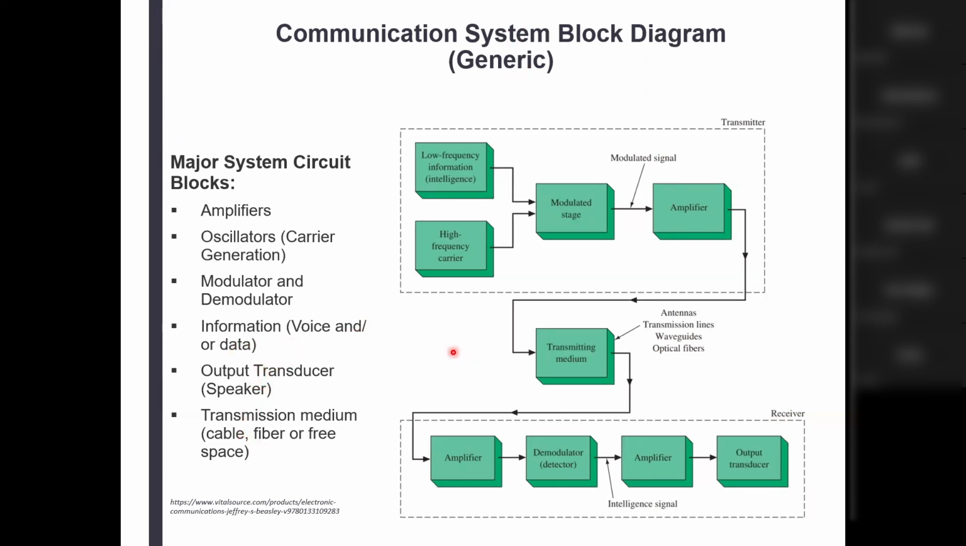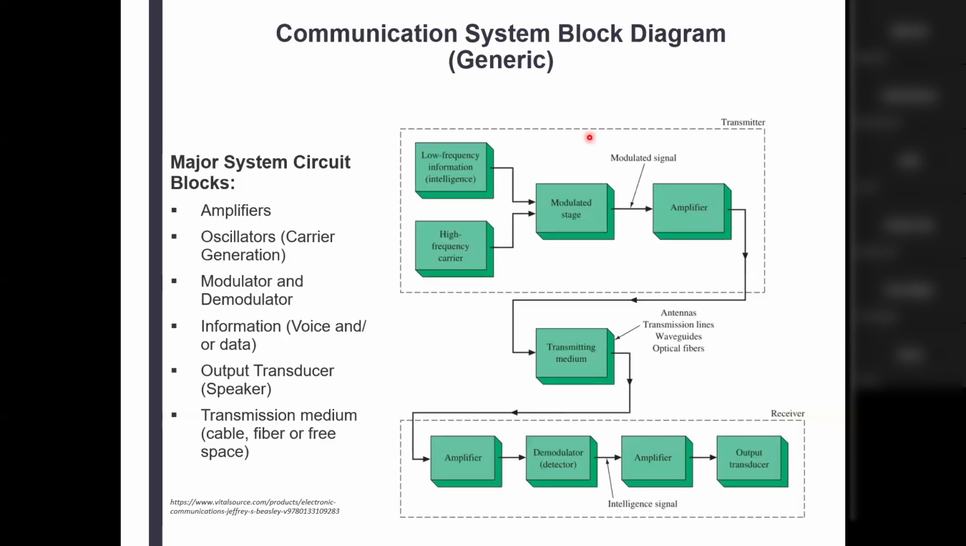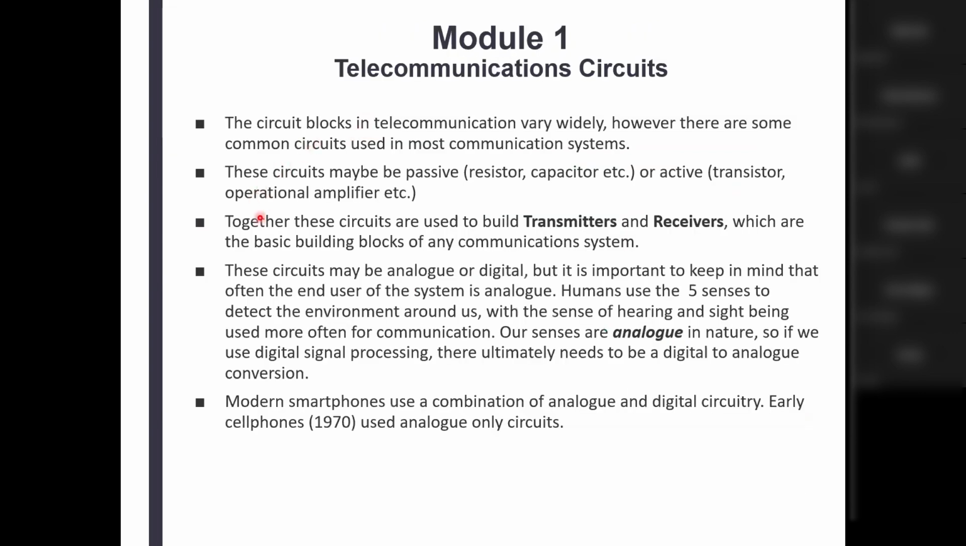All right. What else do we have here? Now, since we've gone over that, it's going to be easier to read this one here. The circuit blocks of telecommunications vary widely because the blocks could be arranged in a different way. Like, for example, there is no input transducer listed here, but it would be part of this system. But there are some common ways, it's a good starting point.